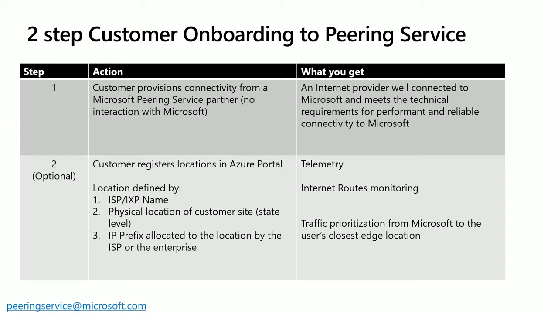If you pick the carrier who will have that list of compliance requirements, then what you get is a well-connected carrier to Microsoft. If on top of that you add the telemetry package, you get the telemetry I showed you, and you get the internet routes monitoring, so the BGP type of issues I just showed you. You also get forced traffic prioritization to the edge as close as possible to you. That's what you get with the telemetry package.